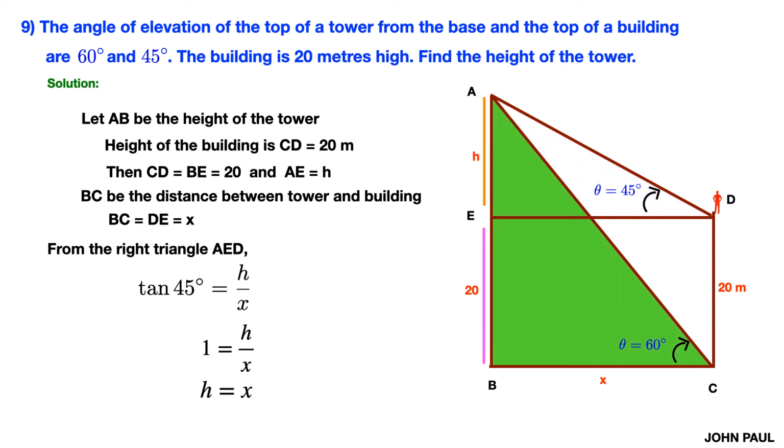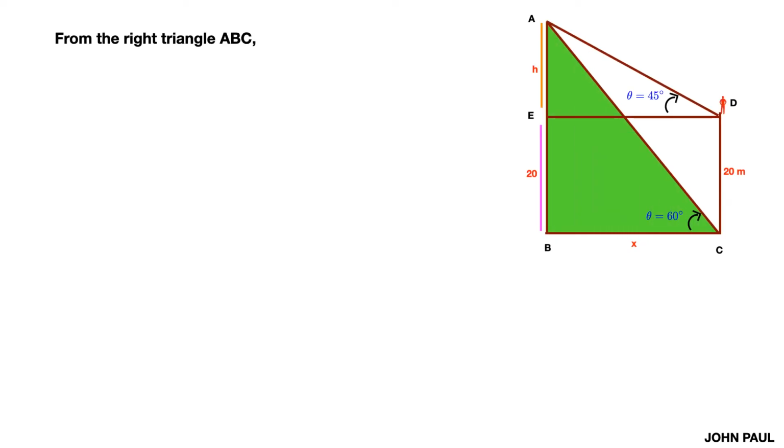Now we will consider one more triangle, that is ABC. From the right angle triangle ABC, for our reference the diagram is given here, tan 60° equals opposite by adjacent. Opposite is nothing but the height of the tower AB, that is H plus 20, by X. Tan 60 is root 3, so root 3 equals H plus 20 by H. Since we got H equal to X, X is replaced by H.